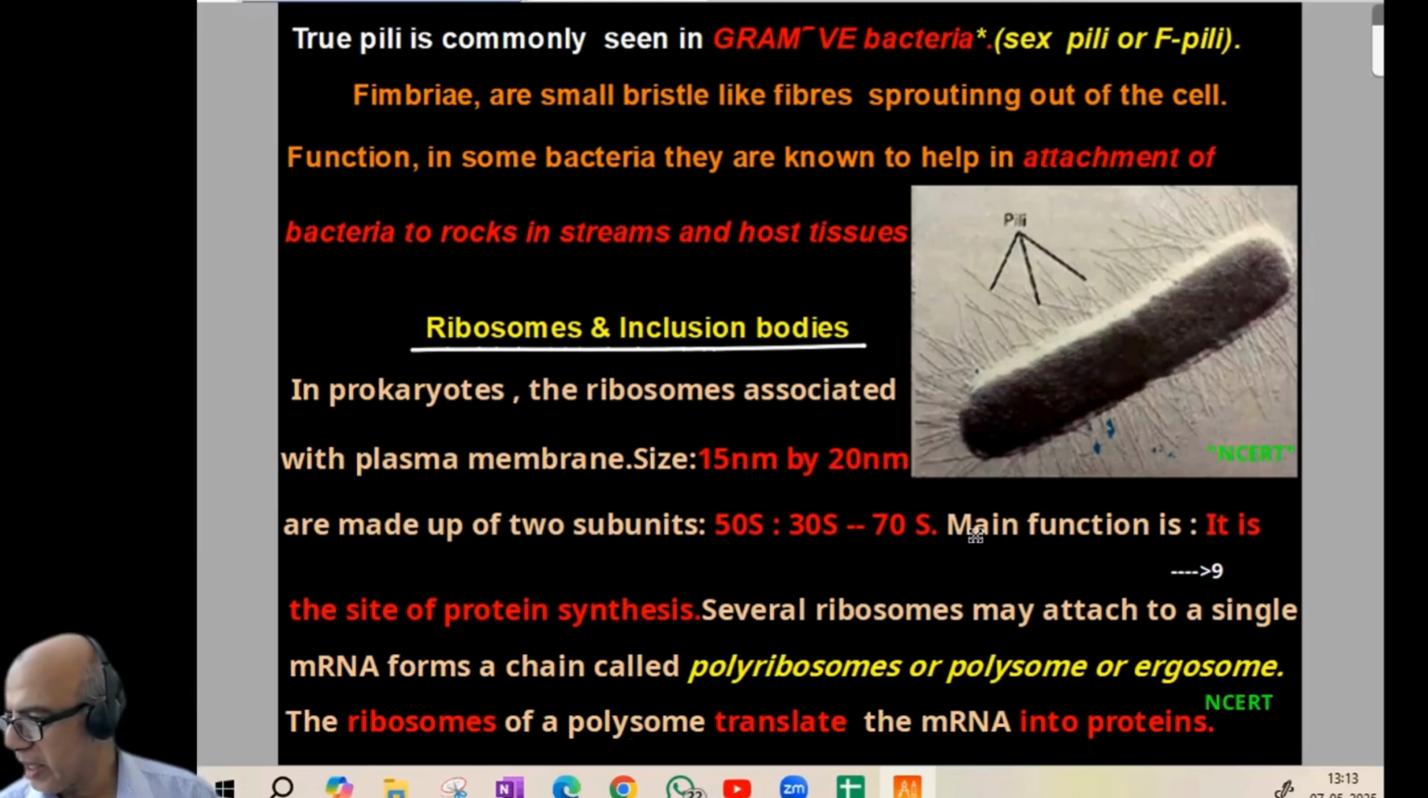This is the diagram for pili. Again, it is an old NCERT diagram, presently not there. Pili is different, flagella is different.